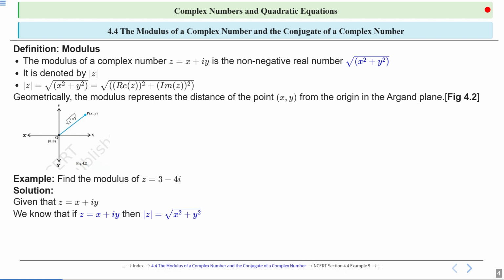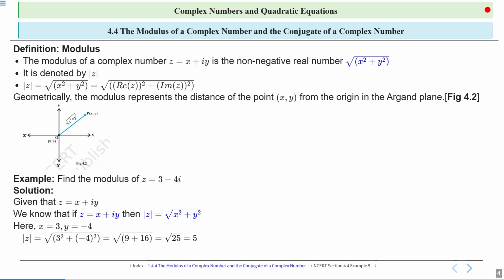So we know that if z equals x plus iota times y, then modulus of z equals square root of x square plus y square. So this is the formula we will use for our example. Here x is 3 and y is minus 4. So we will now substitute these values into our formula.